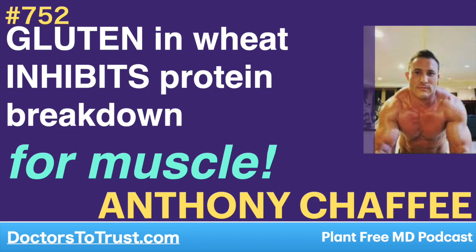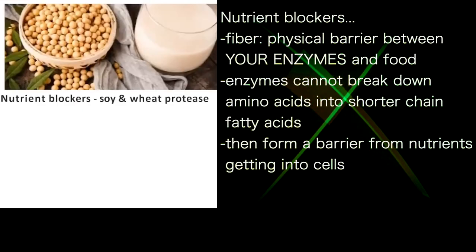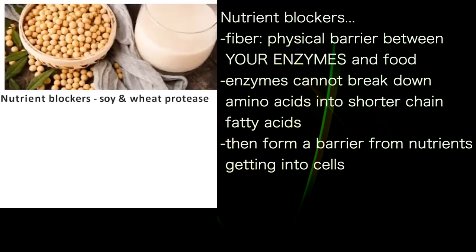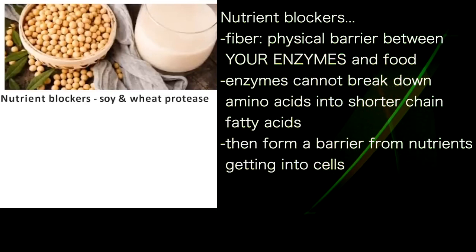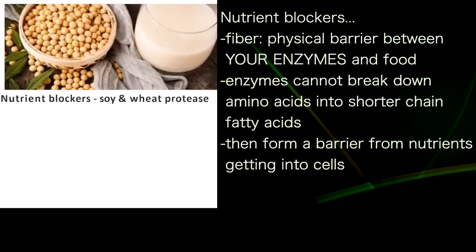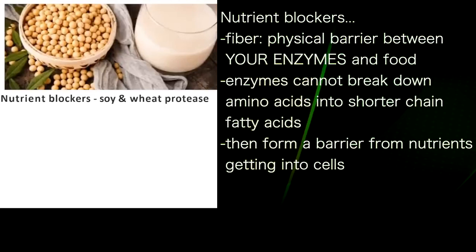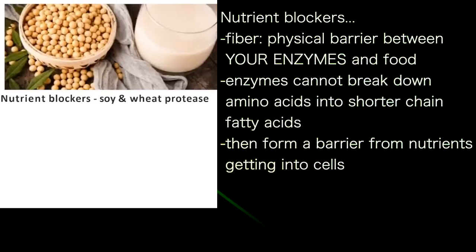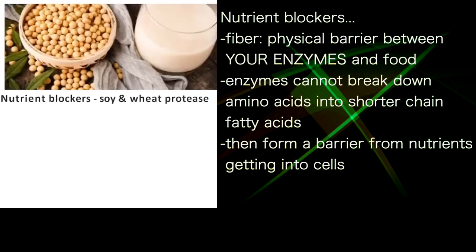different substrates and substances that block absorption or digestion. We already talked about fiber, how that makes a physical barrier between your enzymes and the food. So it can't break down the food into amino acids in the first place, or into short chain fat, or into shorter portioned out fatty acids. And then once those things are broken down, this is a physical barrier from those nutrients getting to the border of your intestine to be drawn into the cell in the first place. So those get blocked and taken out.